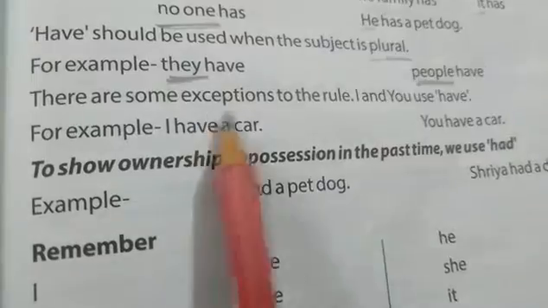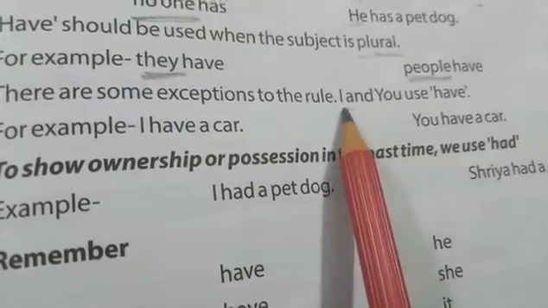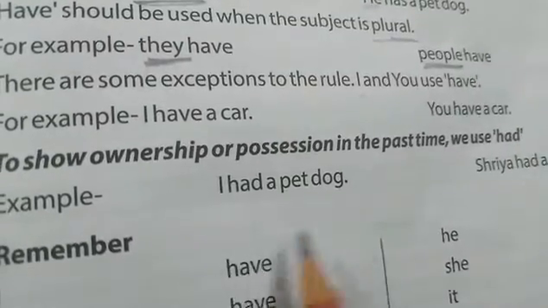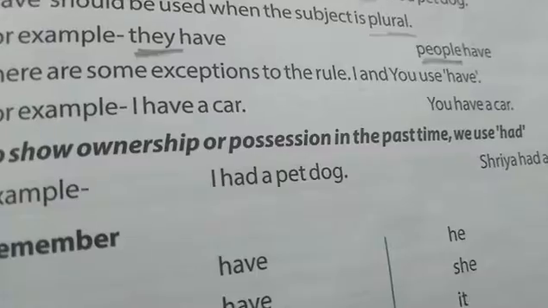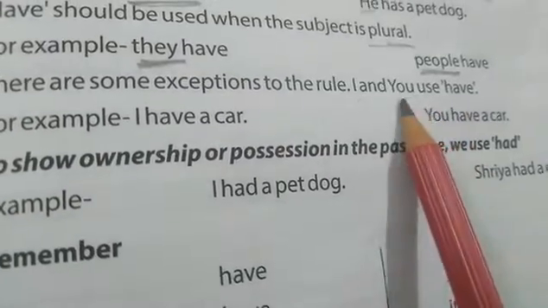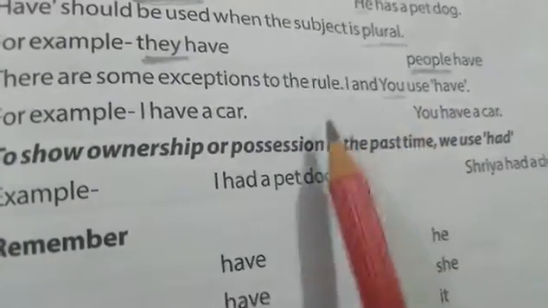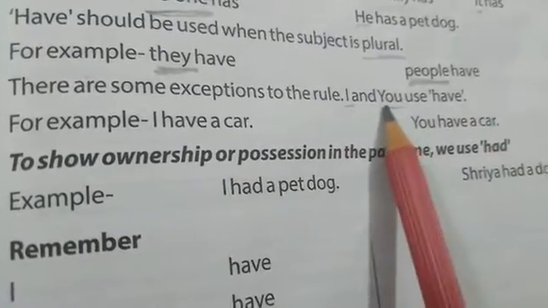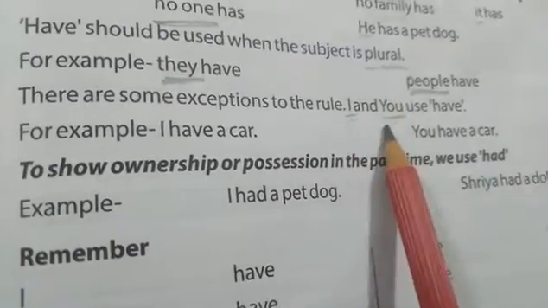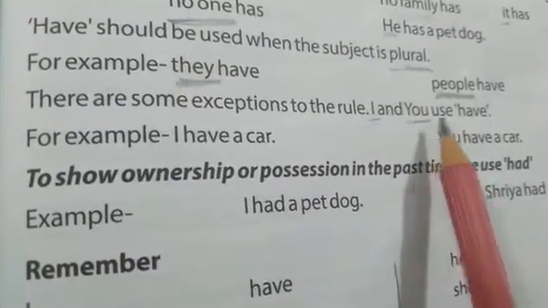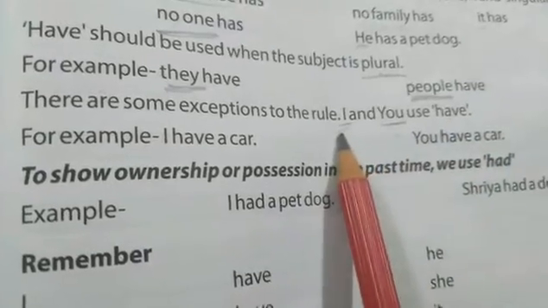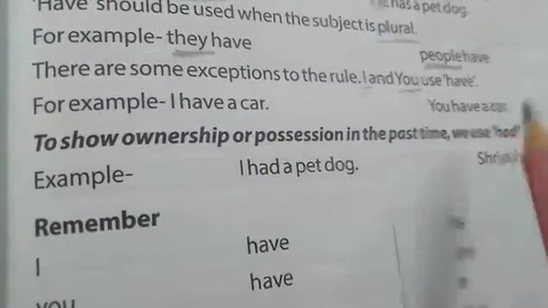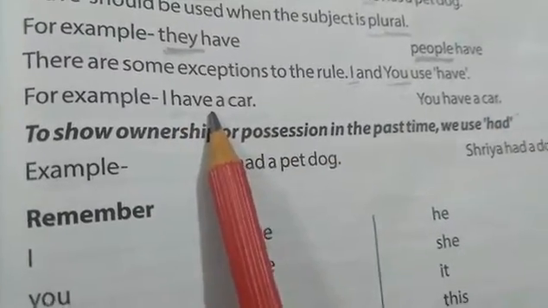Now there are some exceptions to the rule. For example, I and you use have, like in other cases also. In the usage of are also, we use are with you. Now I and you use have. I is the first person, you is the second person. They are singular, but it is an exception that we always use have with these two subjects. For example, I have a car, you have a car. We will never use has here.